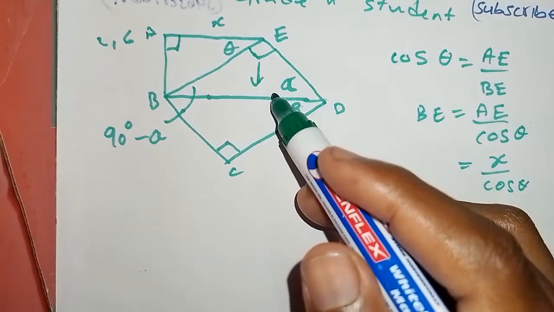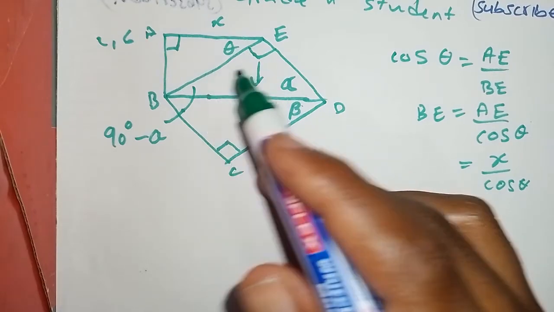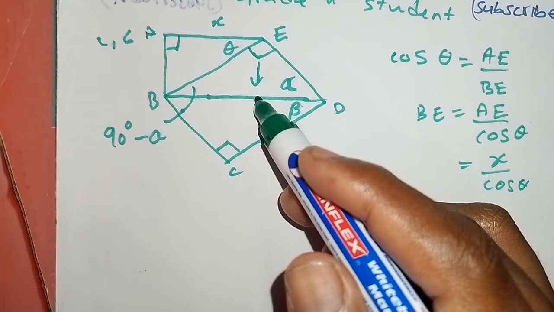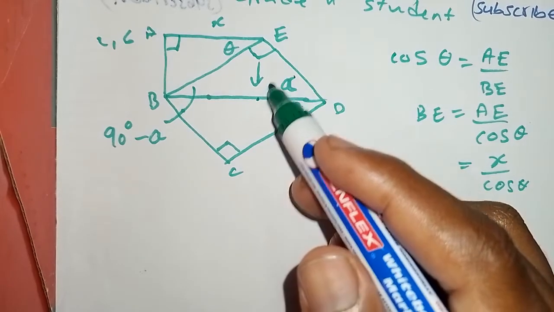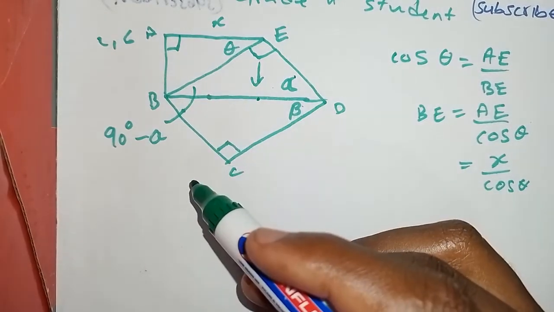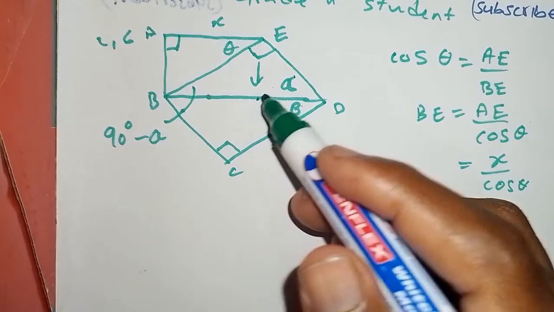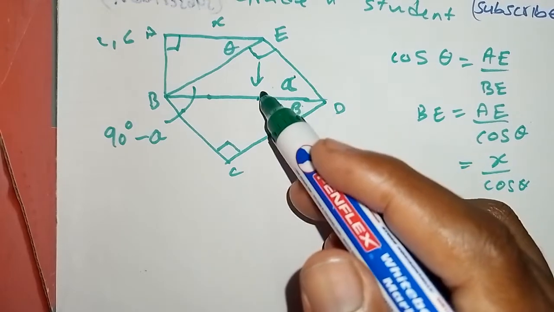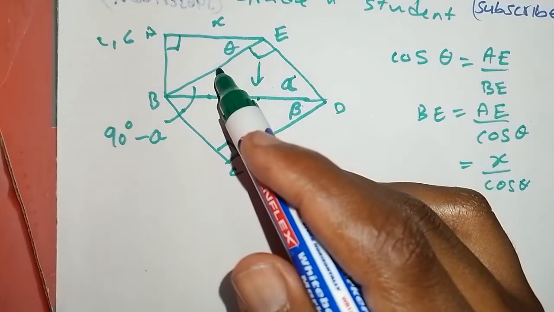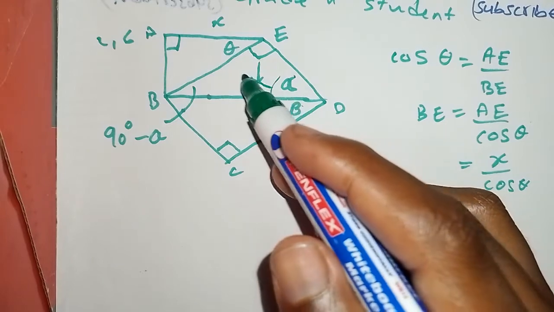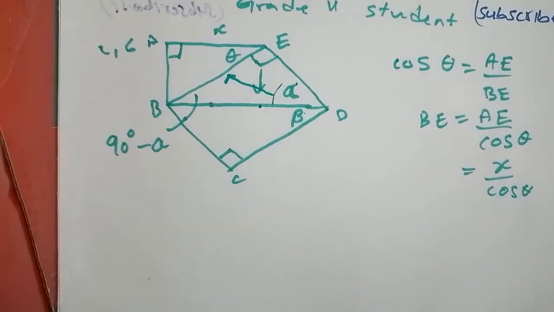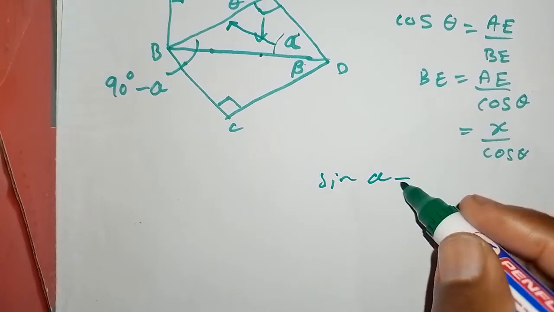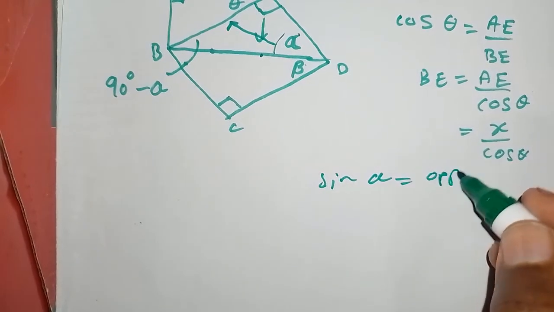I have theta, and then this is my hypotenuse. If I use this as my reference angle, this is my opposite, right? So now I need this. This is my adjacent if I use this as my reference angle. Okay, this is my reference angle. Actually, this is my opposite. Now I can use sine. I can just say sine of alpha is equal to opposite over hypotenuse.